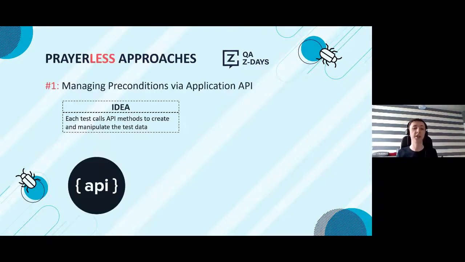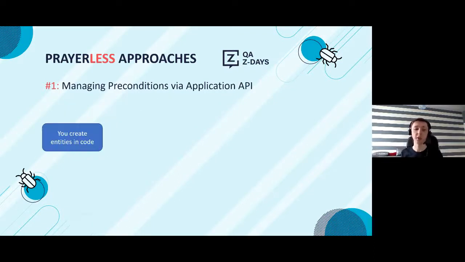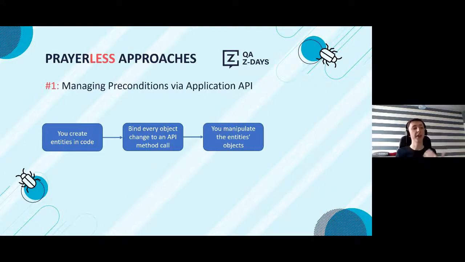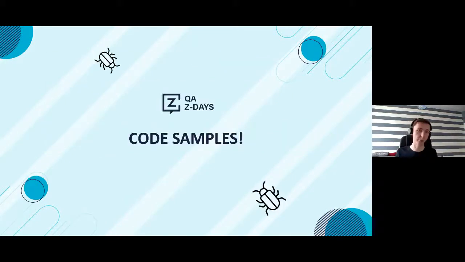And my winner is managing preconditions via application API. The idea is quite the same as the previous one about Hibernate, for example, but replacing it with API. So again, you create your entities in your code, then you bind every object change to an API method call. You manipulate the entity objects, you create new ones, you edit the existing ones, and finally the API should correspondingly manipulate the data. So to understand this better, let's move to the code samples.